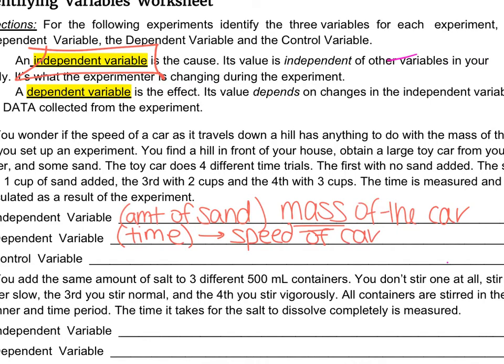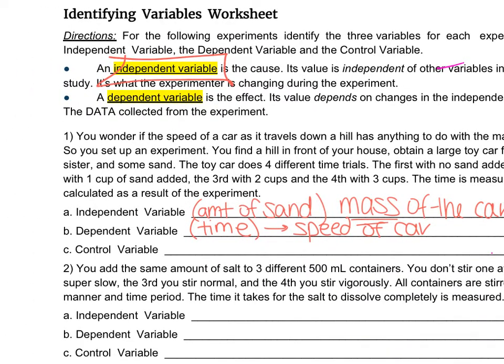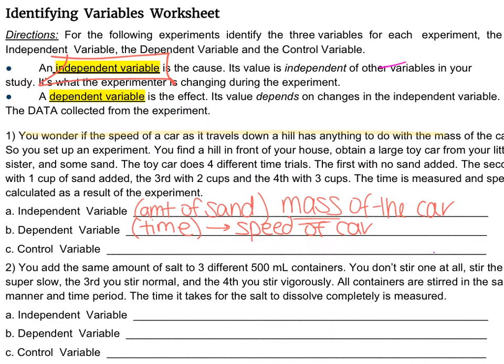And if we go back, it says she ponders and wonders, right here, let me point it out for you. She wonders if the speed of the hill has to do anything with the mass of the car. Okay, so that's her question. So you know that the independent and dependent variables should be in there at some point.